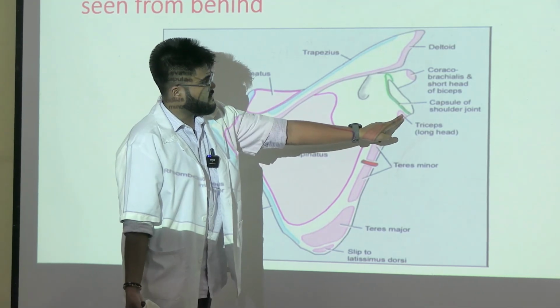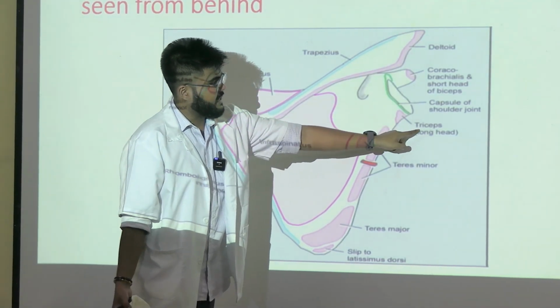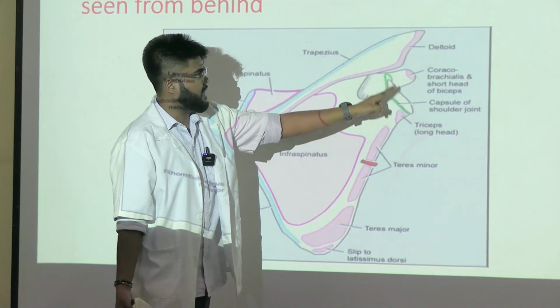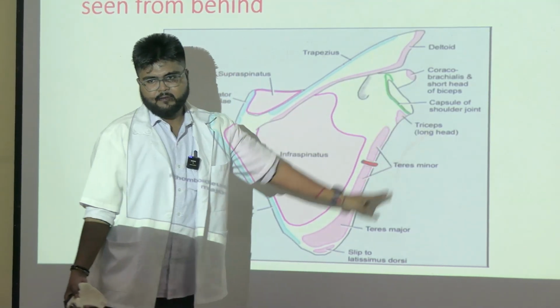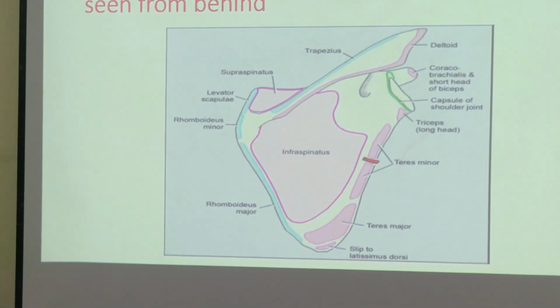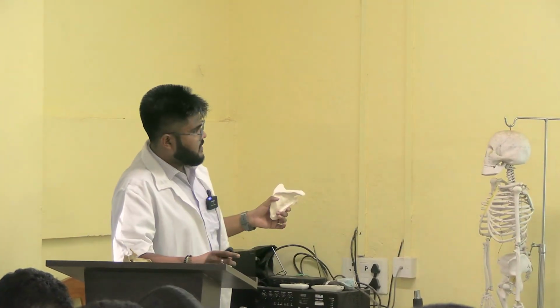So in the infraglenoid tubercle, the triceps muscle is attached. So here biceps, here triceps. So that's all about the muscle attachments and the different parts.